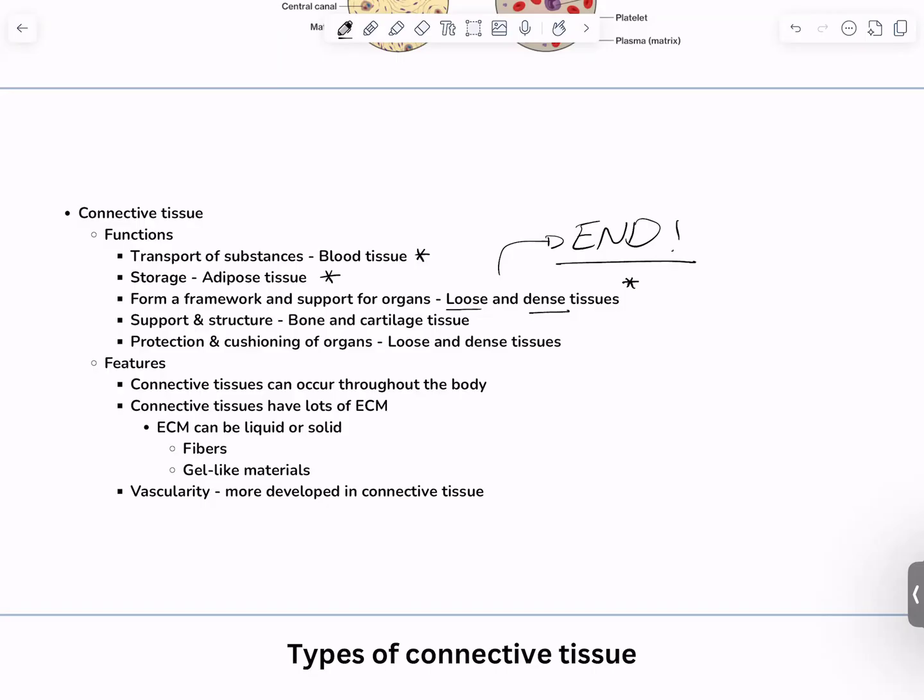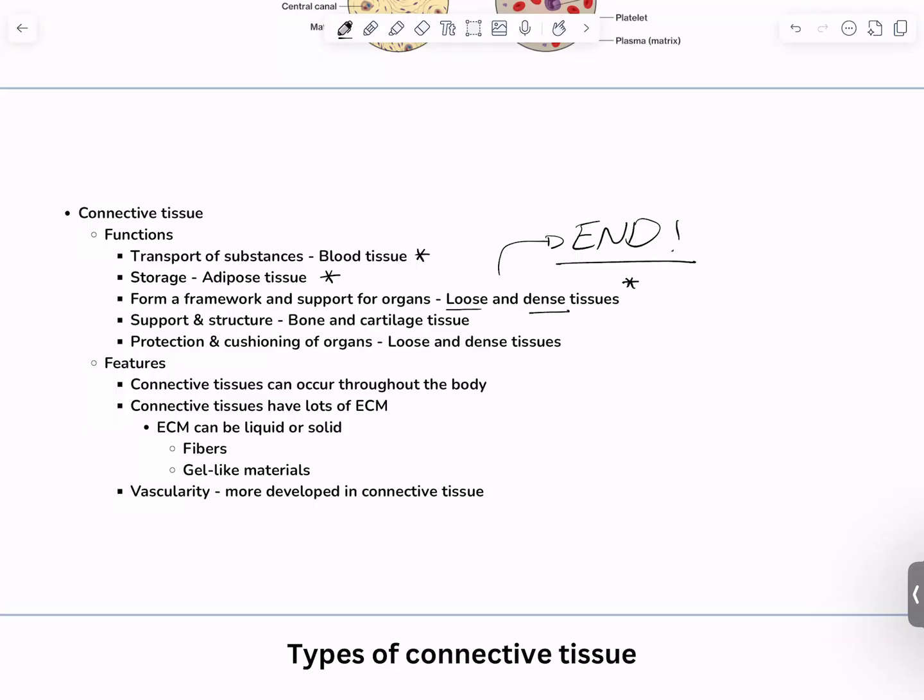But when we compare the connective tissue with the epithelial tissue, we can see that connective tissue is everywhere. For example, epithelial tissue is in specific locations where we want to cover or line something, but connective tissue is everywhere, especially loose connective tissue.